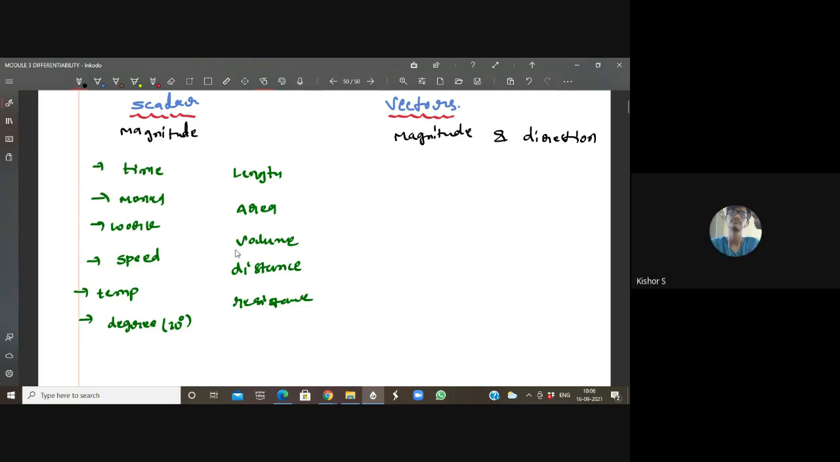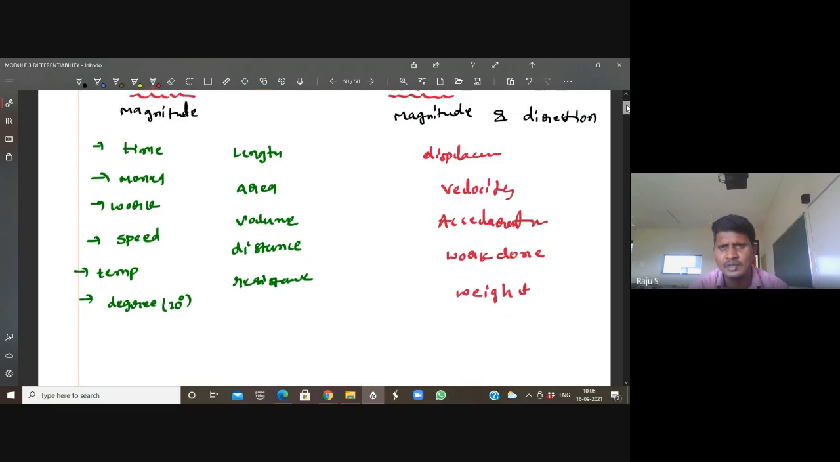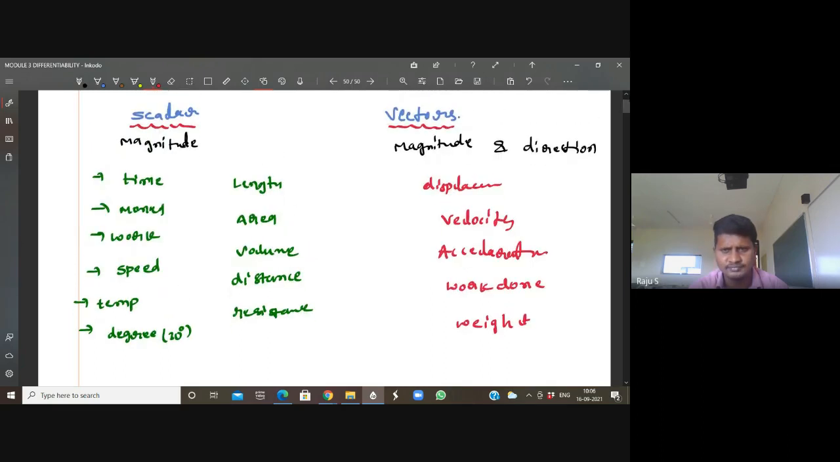Yes. So coming to vectors, the examples are displacement and velocity and acceleration and work done, and you may take weight. These are a few examples for vectors.